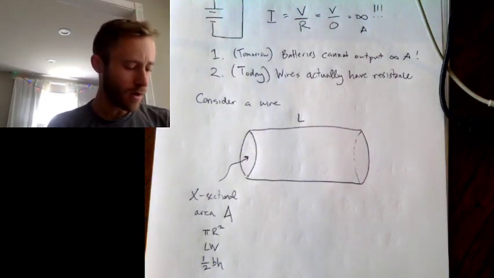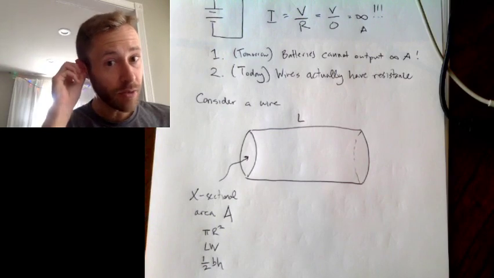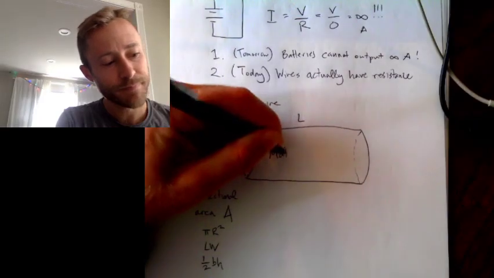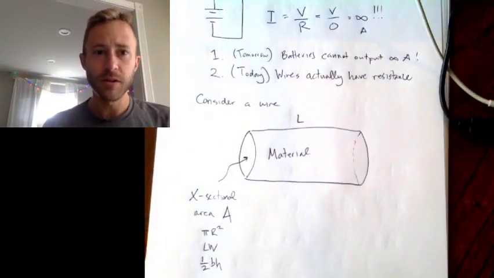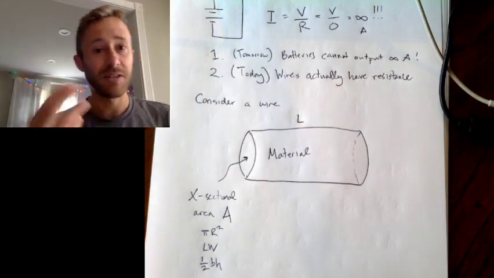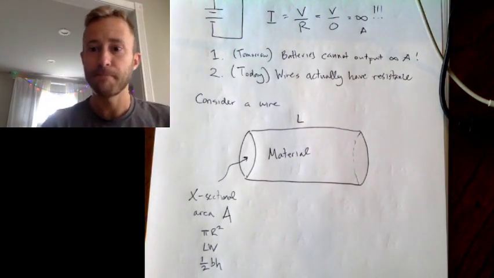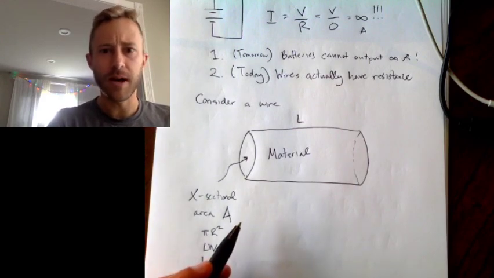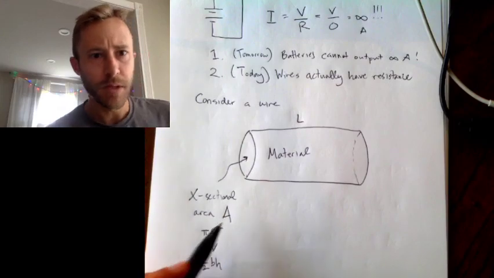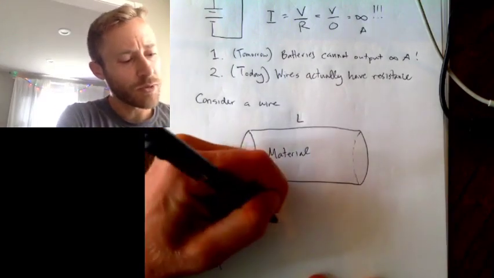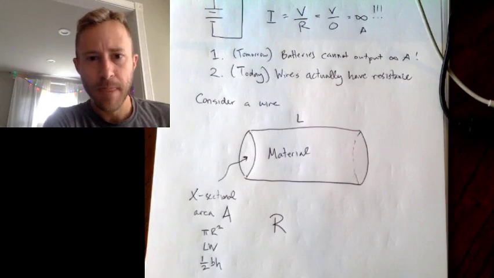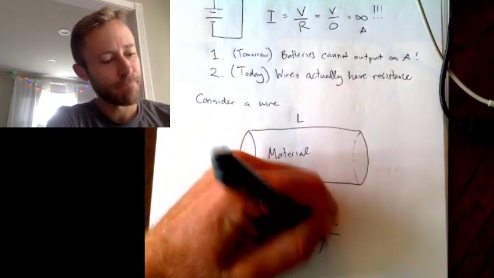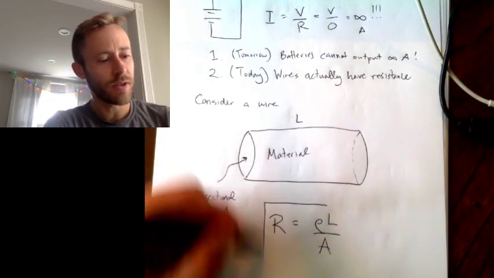And then the other thing that determines the resistance of the wire is the material. Is the material a good conductor? Is it a bad conductor? Is it an insulator? So these are the things that matter. So there's a nice formula for the resistance of the wire, and it is rho L over A. So this is our equation for today, rho L over A.